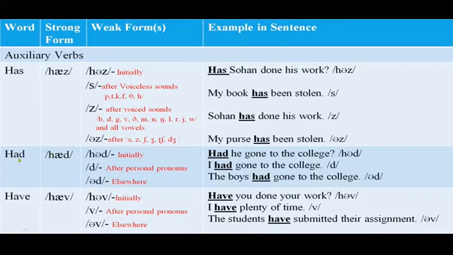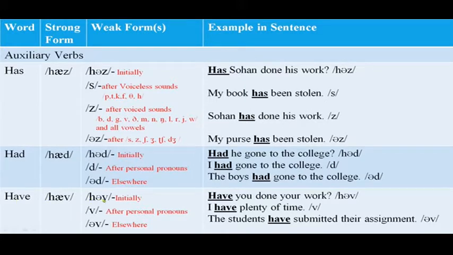Next we move on to 'had'. 'Had' may be pronounced as /hæd/ if it is placed initially in a sentence. It will be pronounced as merely the d sound if it is placed after personal pronouns. 'I had gone', 'I'd gone.' 'Had' would be pronounced as /əd/ in other positions.